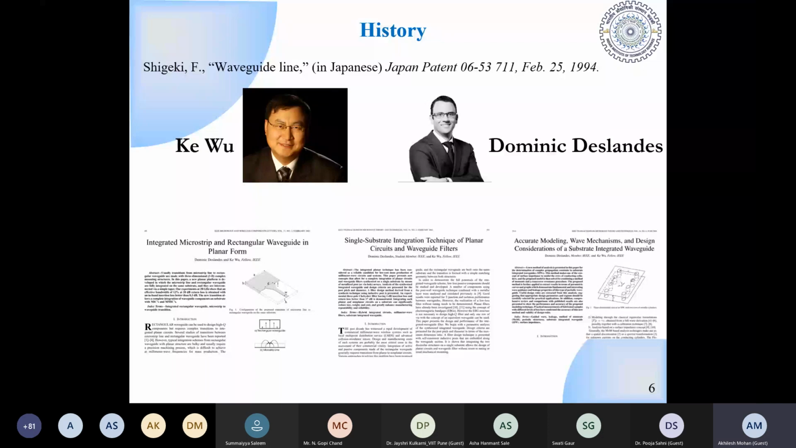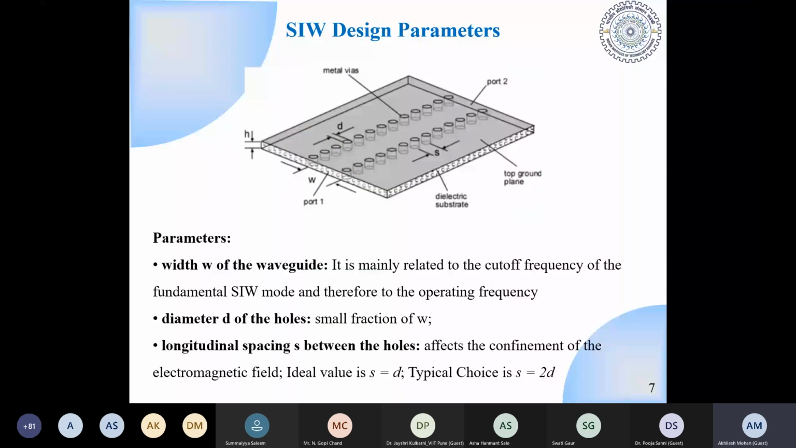Okay, so now some of the basic design parameters of the SIW. It is a rectangular waveguide, as I told you, in the planar form. Here a series of metallic vias is introduced, and the distance between the vias is chosen. It has different parameters. First is the width of the waveguide. Width of the waveguide means, as in a rectangular waveguide, you have the cutoff frequency for the dominant mode. The dominant mode is the TE10 mode. So here also it supports only TEm0 modes. It is not supporting TM modes.